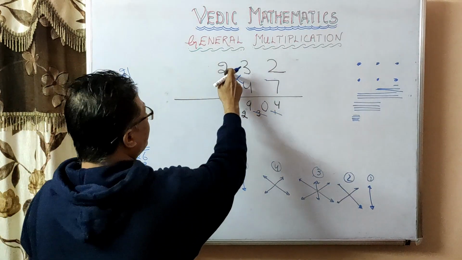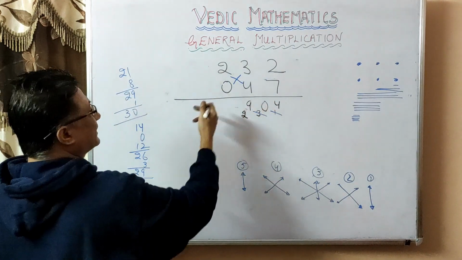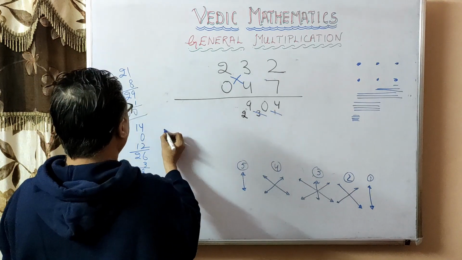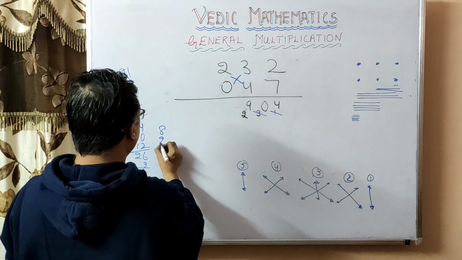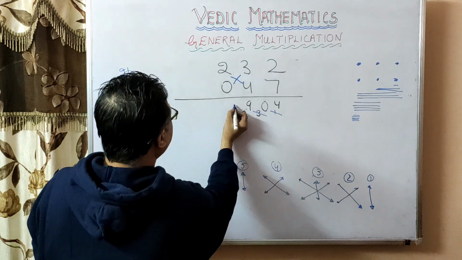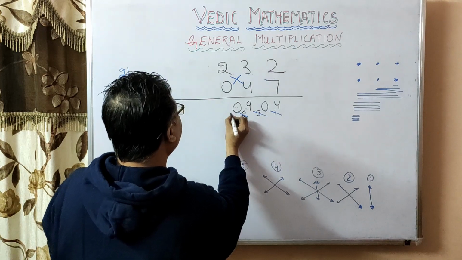Okay, so I cross multiply these. 4 2s are 8, 3 zeros are 0. 8 plus 0 is 8. So now 8 and 2 is carried forward, that means 10. So I strike this, I write 0 and 1 for carrying forward.